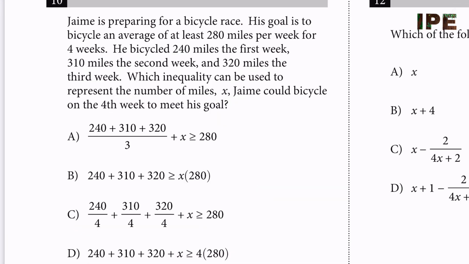Number 10. Jamie is preparing for the bicycle race. His goal is to bicycle an average of at least 280 miles per week for 4 weeks. He bicycled 240 miles the first week, 310 miles the second week, and 320 miles the third week. Which inequality can be used to represent the number of miles x Jamie could bicycle on the fourth week to meet his goal?